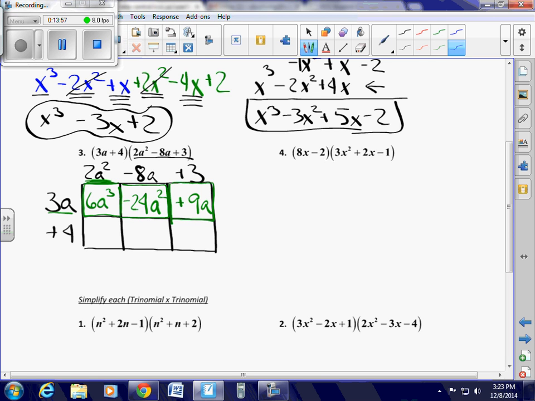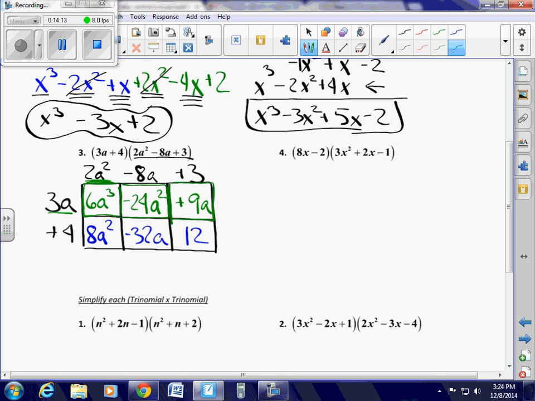To get the bottom row, I'm going to do the same thing, only I'm going to take 2a squared times 4, get 8a squared. I'm going to take negative 8a times positive 4, get negative 32a. And then I'm going to take 3 times 4 and get 12.